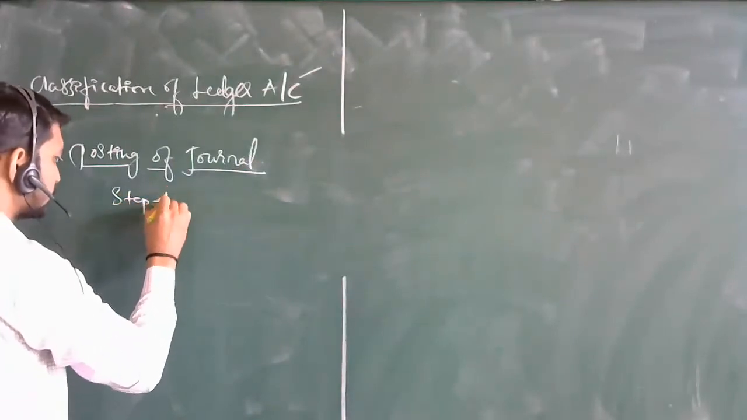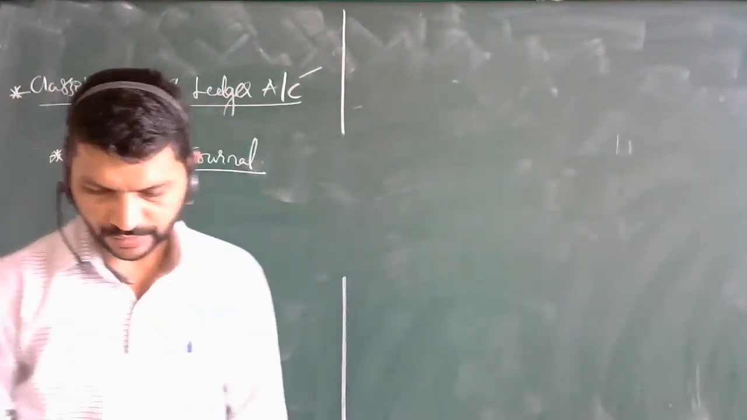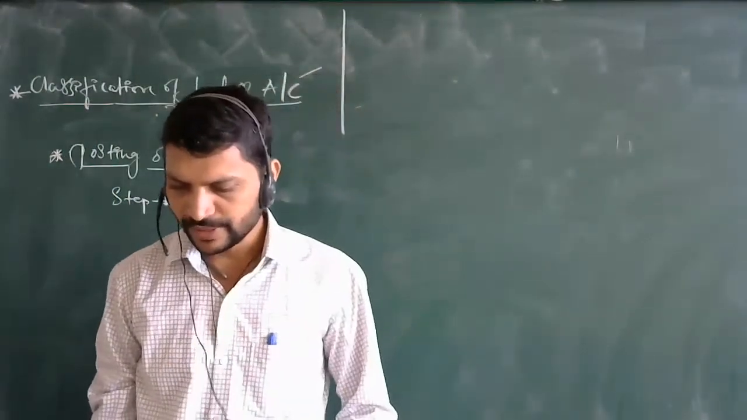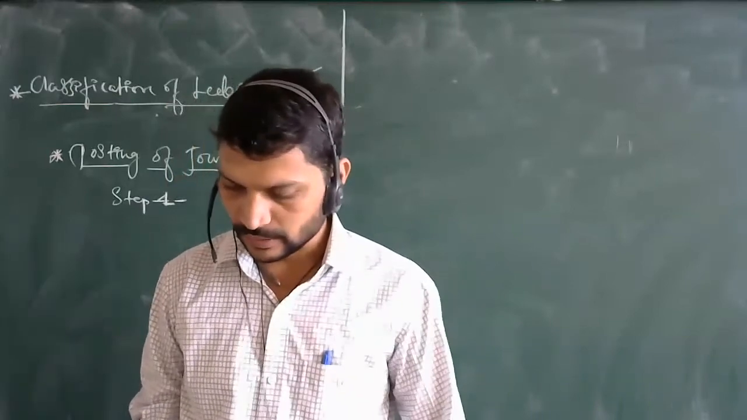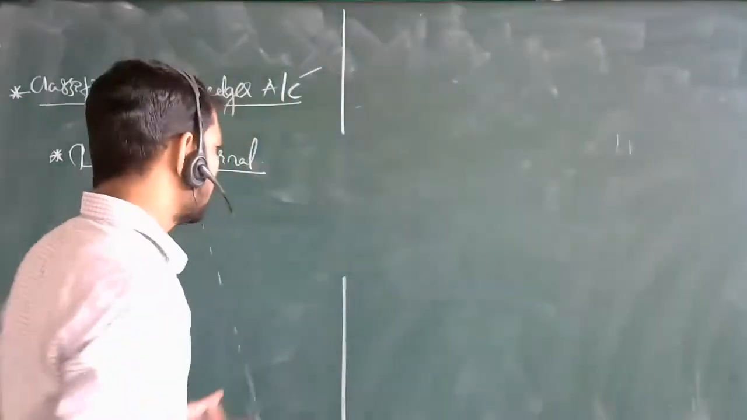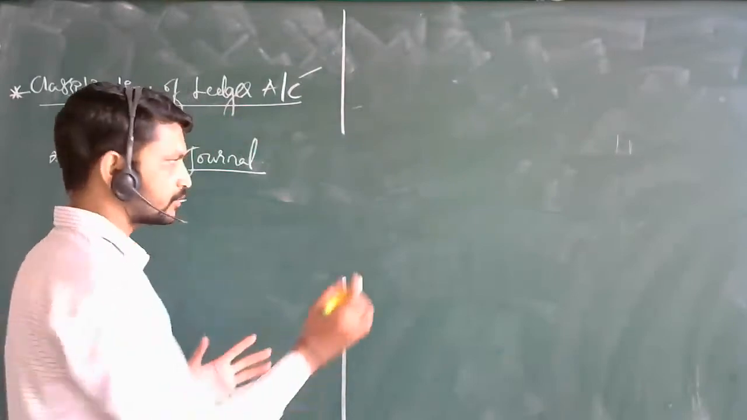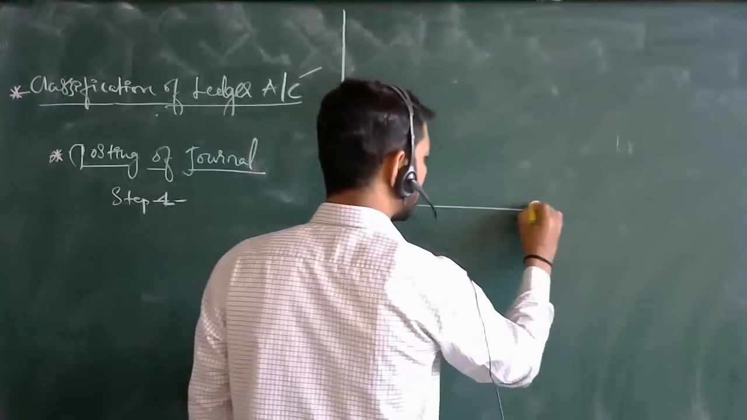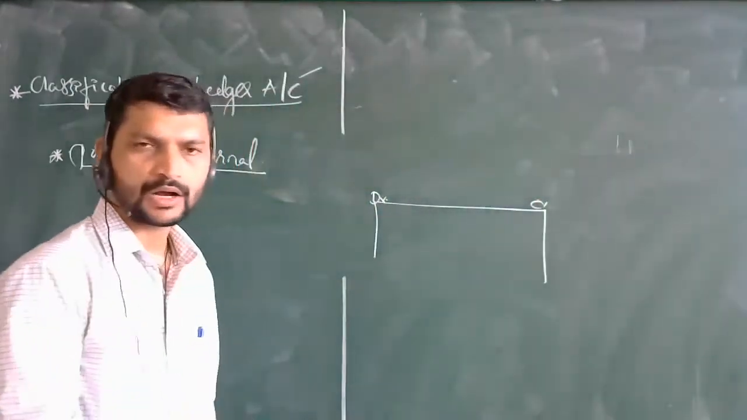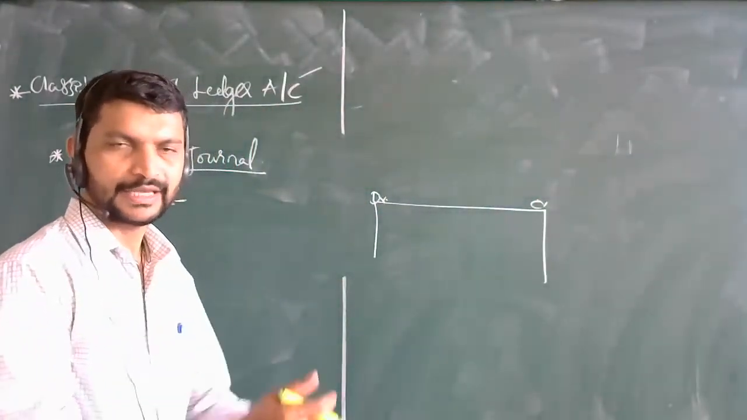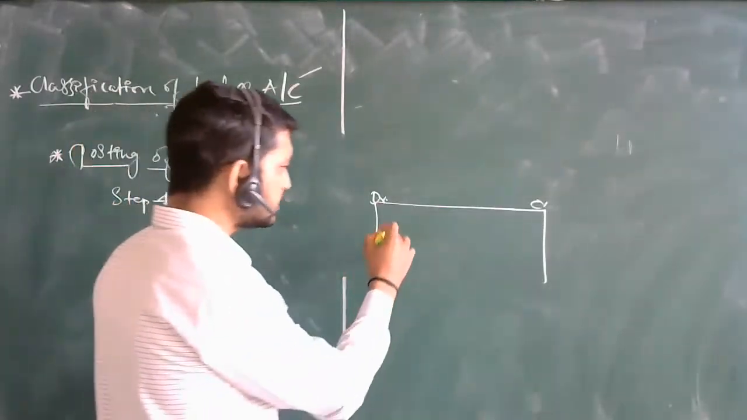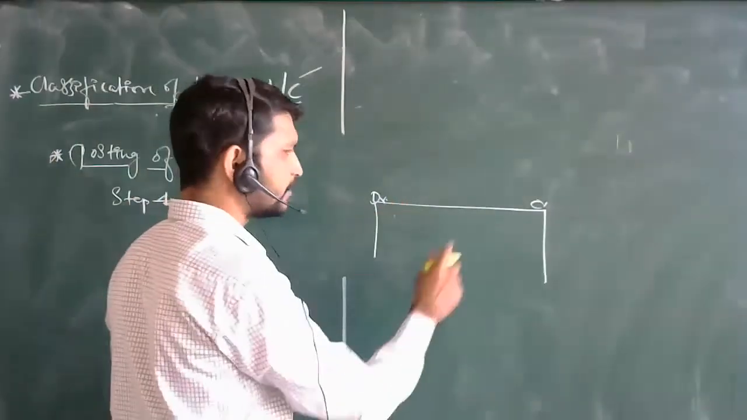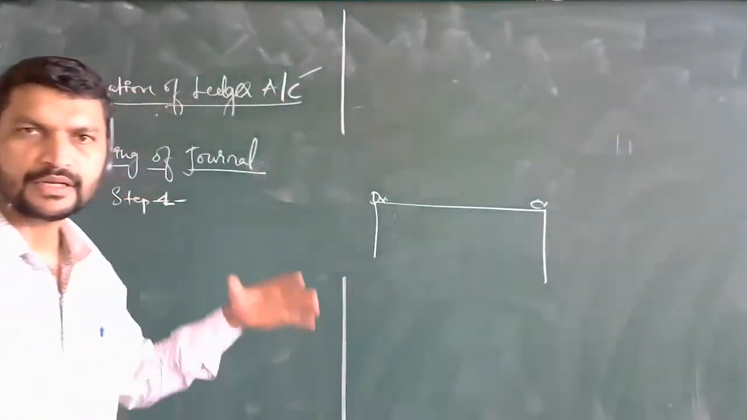Step 1, what does this step say? Locate the ledger account that is debited as entered in the journal. Most probably you are going to see two sides: this side will be the debtor side, this side will be the creditor side. Which account you are opening, in the next part you will understand. The step is: which is debited, you take on the debit side, and which is credited, you take on the credit side.